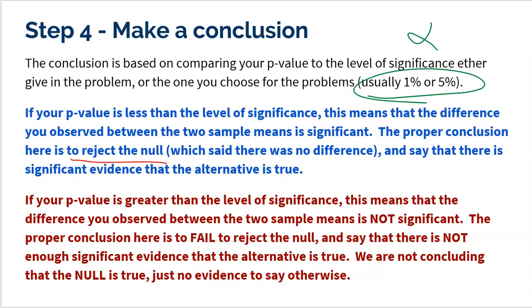So the proper conclusion here is to fail to reject the null and say that there is not enough significant evidence that the alternative is true. So we are not concluding that the null is true. We're just saying that there's not enough evidence to say otherwise. And that's been the common thing we've said for a long time now: when you fail to reject the null, that's not equal to accepting the null. We just do not have evidence to go against the null.